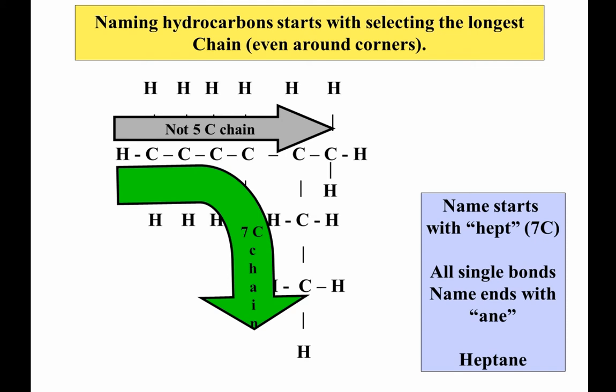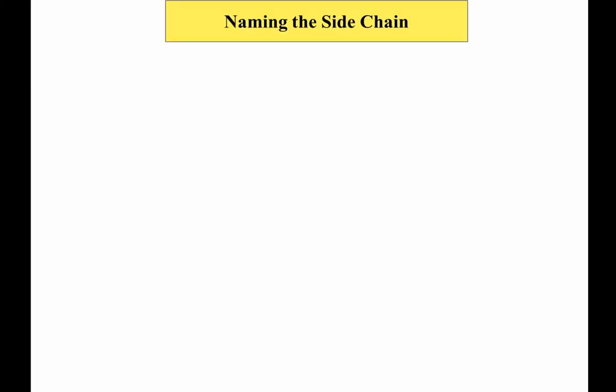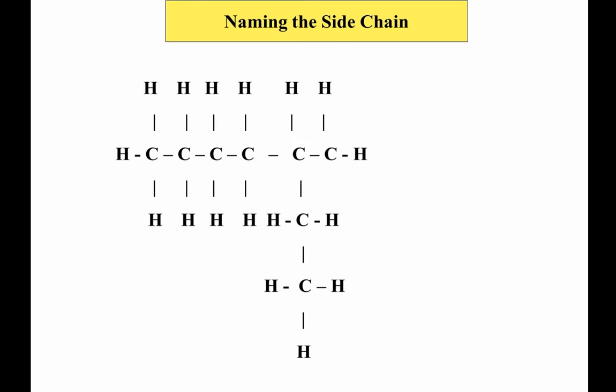Since this compound has all single bonds, it is an alkane and it would end in ane. So the name for this substance would be heptane. Now there's more to it than this, because this compound has a side chain, and I'll show you about that. Here's how we name the side chain.